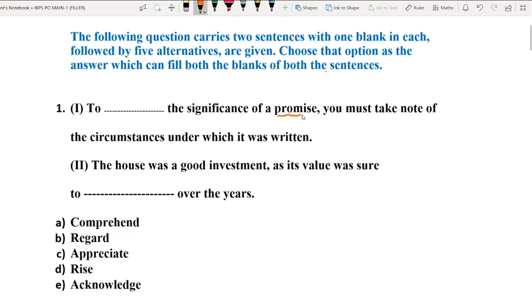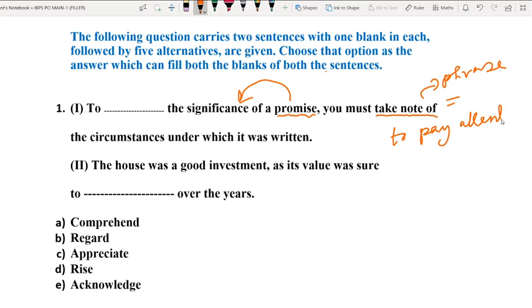Here it talks about the promise and its significance, its importance. And it says that you must take note of, my dear students, please take care of this phrase. Take note of, it's a phrase. Okay, it means to pay attention to. We must pay attention to something. That means something is very important, and the author says that we must pay attention to it.